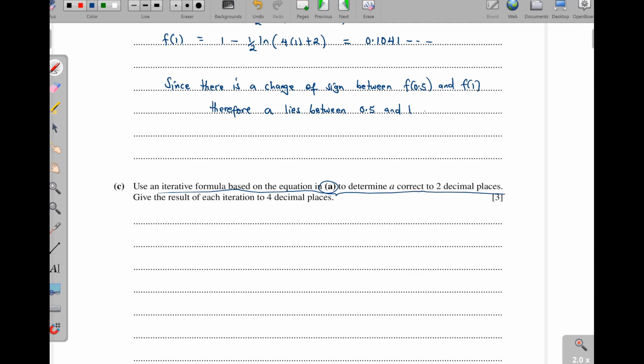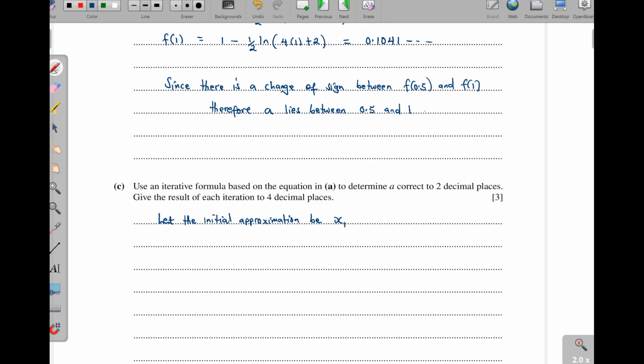Okay, then next, part C, use an iterative formula based on the equation in A to determine A correct to 2 decimal places. Give the result of each iteration to 4 decimal places. Now what we are going to do, since we are not given the initial approximation, I will let this initial approximation be the average of the two values. You can start with this one or the other one, no problem. But if it is in between these two, it is better to begin from the middle.